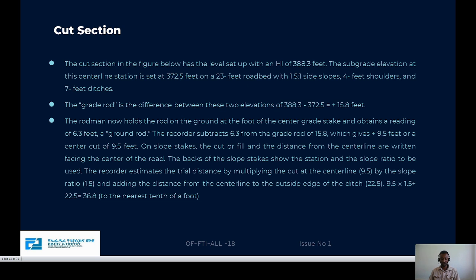The slope stakes will be found from the formula. The formula is 9.5, the grade rod minus the ground rod, times the slope 1.5 plus 22.5. How to get the 22.5? It is the addition of half of the road bed. Half of 23 is approximately 11.5, plus 4 is 15.5, plus 7, it is 22.5. So we have the back of the slope stakes at 36.8.